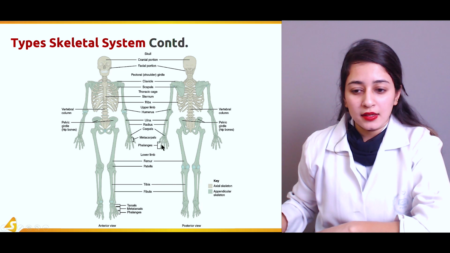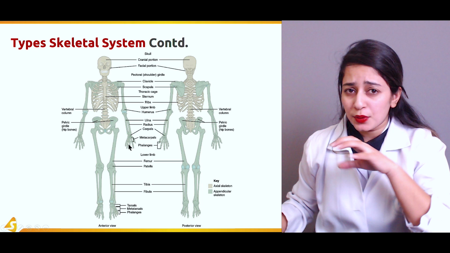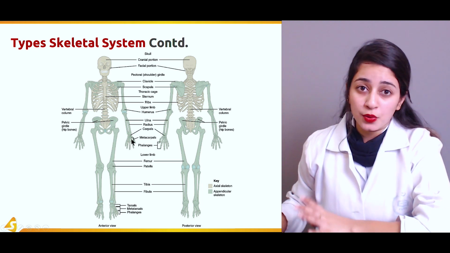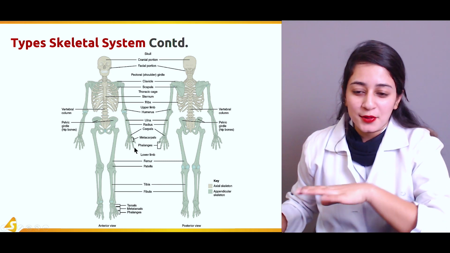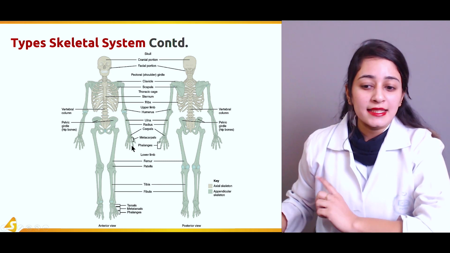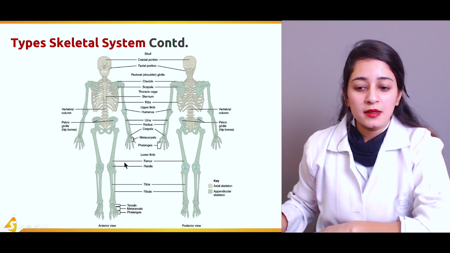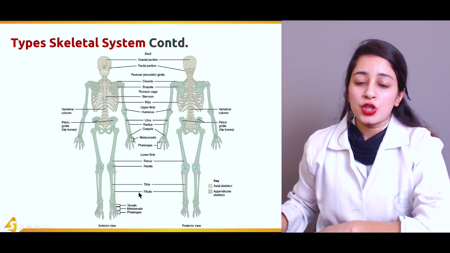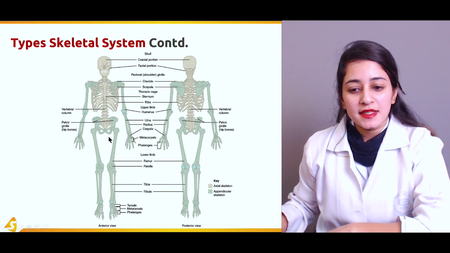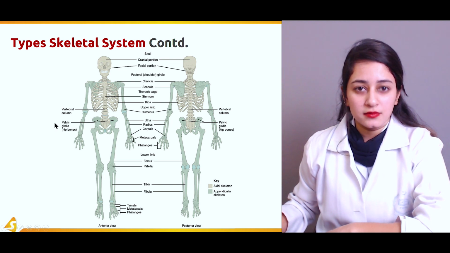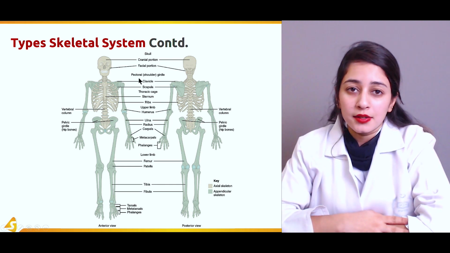And then we have the ulna, radius, carpals. These are the very minute details that are showing in this diagram, but I'll discuss it in detail with the bigger diagram with you guys, so don't worry. So it's metacarpals, then phalanges. In the lower limb, we have the femur, patella, tibia, fibula, tarsals, then metatarsals, phalanges. Here we have this is pelvic girdle. Hip bones are known as pelvic girdle, and the shoulder is known as pectoral girdle.